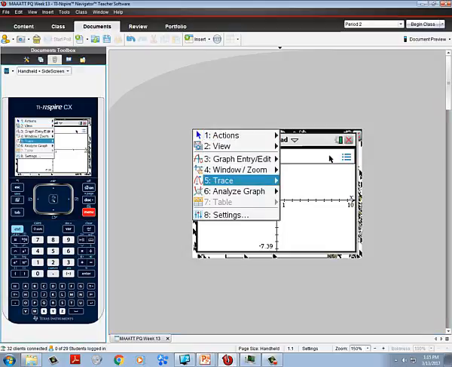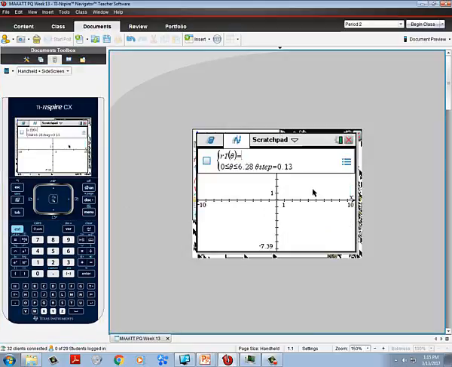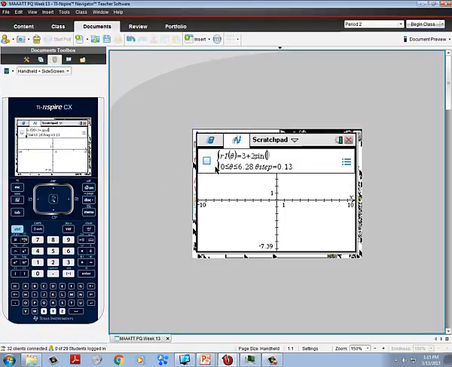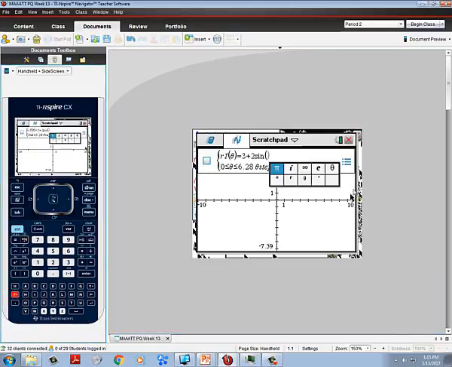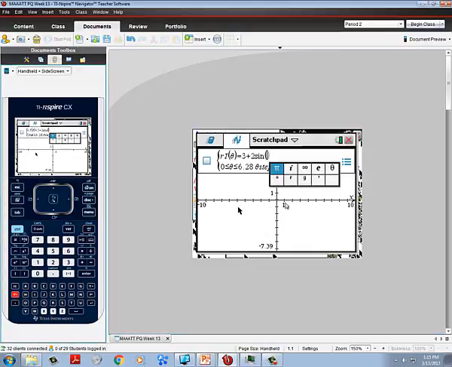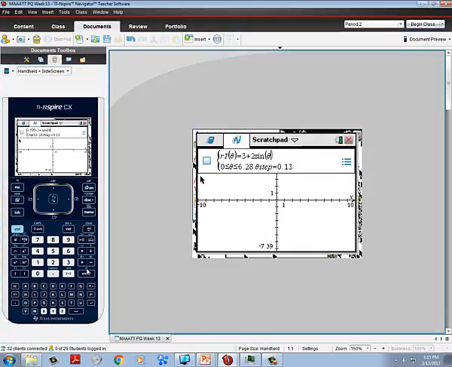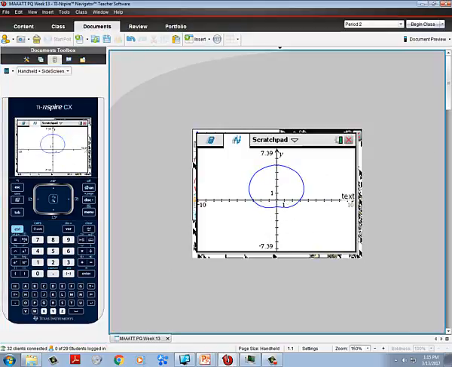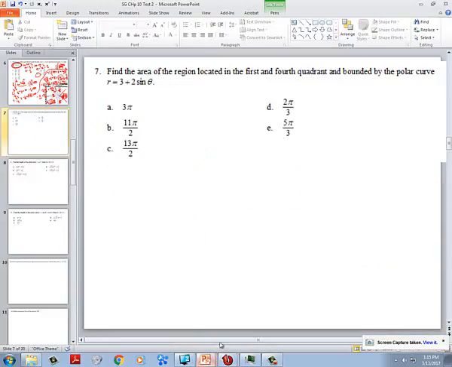So we need to do menu, edit entry, and do polar. And then it is 3 plus 2 sine theta. Nope, not sine of infinity. I hit the wrong button. Okay. So I'm going to copy that. I would do a sketch of it real quick.